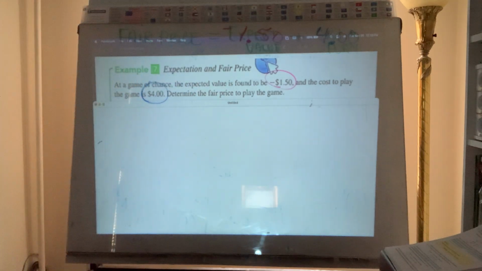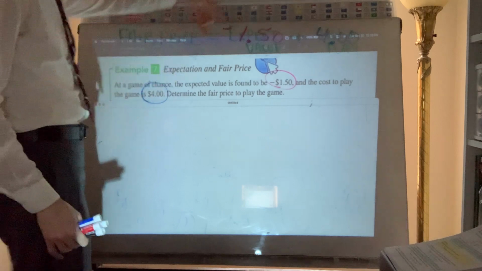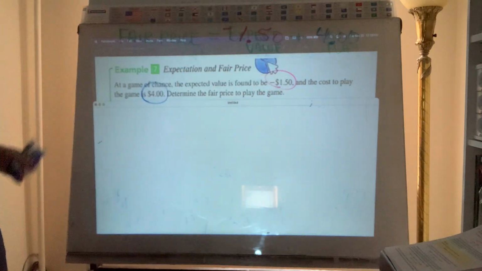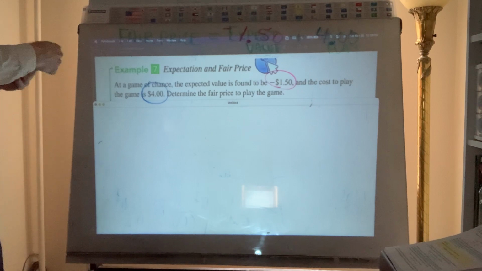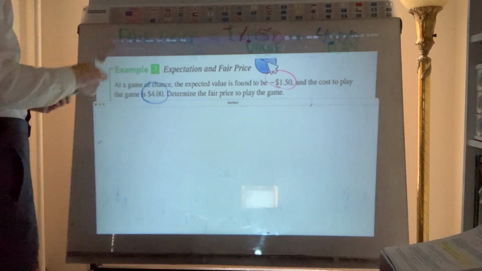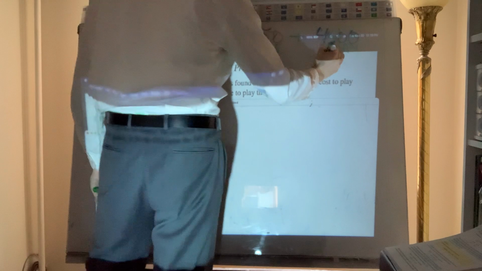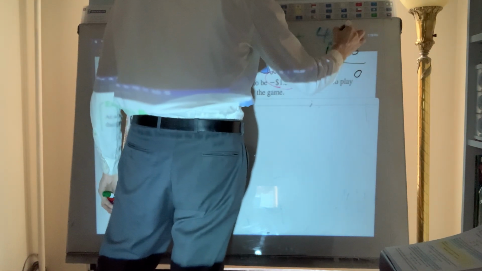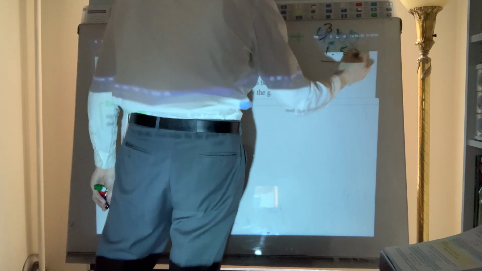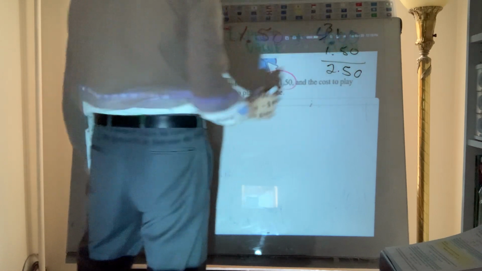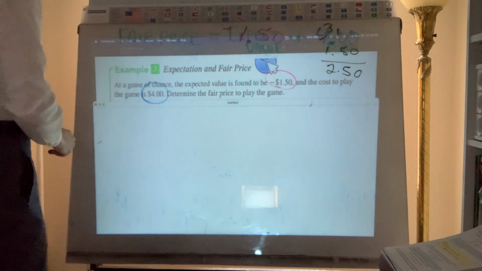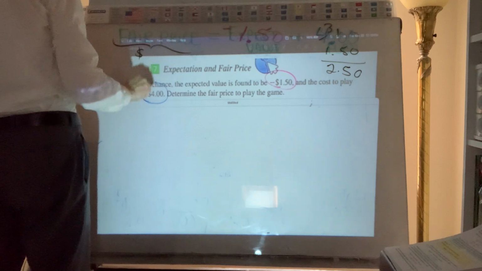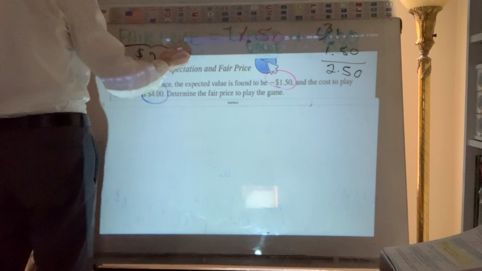It's pretty straightforward, right? If you subtract $1.50 from $4, what would you get as a difference? $2.50. And because we're looking for a fair price, this is what we end up with, $2.50.